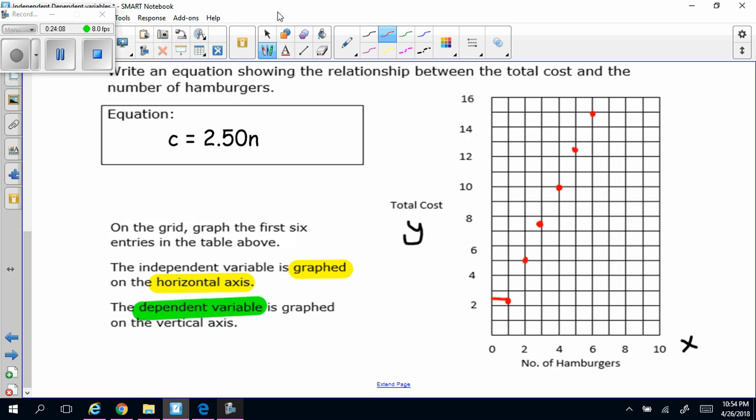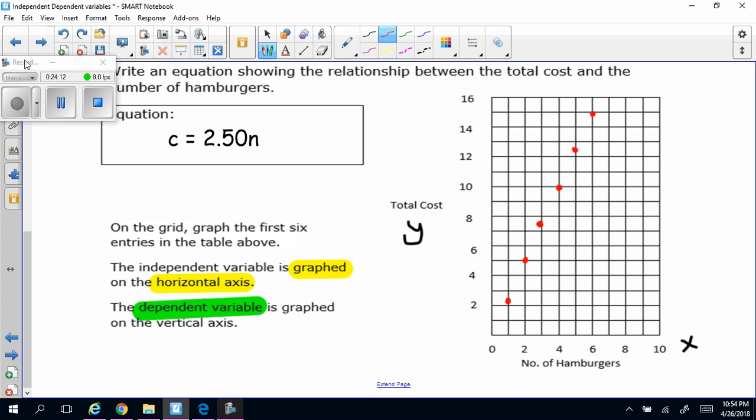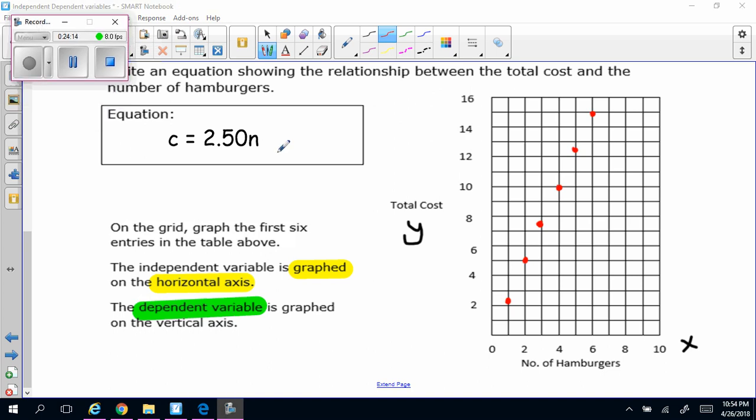You see where I'm going with this? Now let me undo that. So that's how you would plot it. Once again, this is a linear graph. This lets us know that this is the right data. This is what it's supposed to look like for an independent and dependent relationship, a linear graph, a proportional graph. All right, so if your graph does not look like mine, change it.